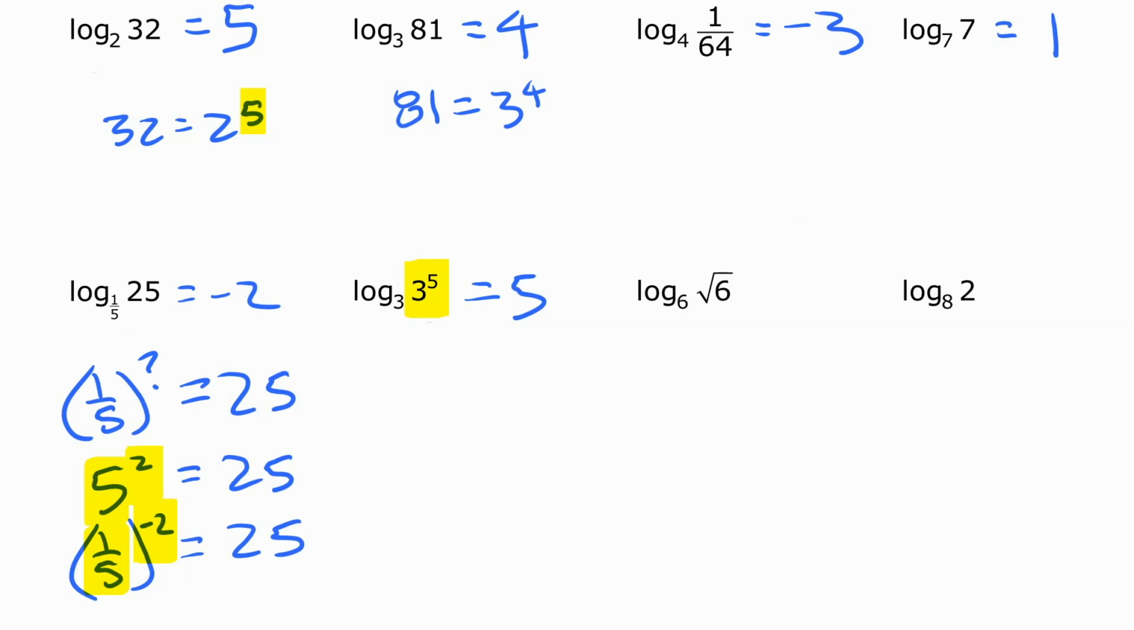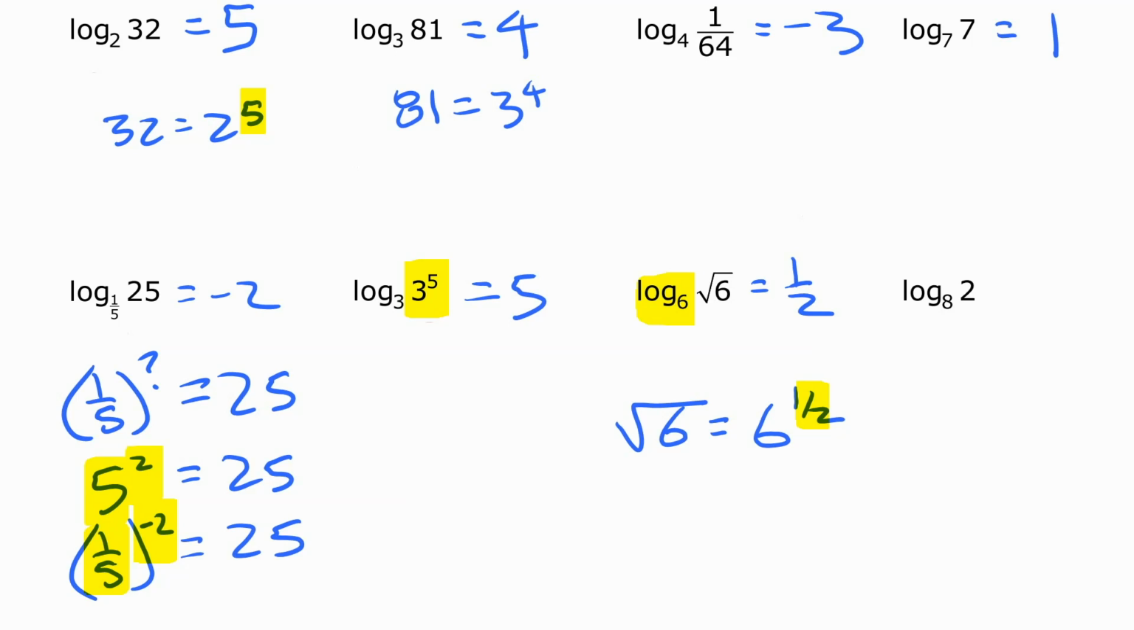Next one here, log base 6 of square root of 6. This is going to require that we think about how do we write that as a power of 6. And you may know, I hope you know, that the square root of 6 is the same as saying 6 to the 1/2. So the way you can write that as a power of 6 is 6 to the 1/2. So its logarithm in base 6 is the exponent, which is the half. So this is 1/2.